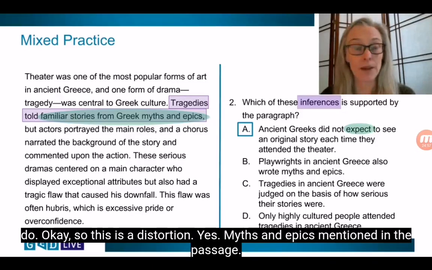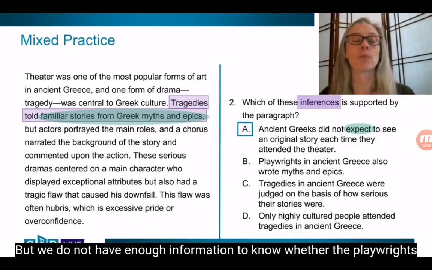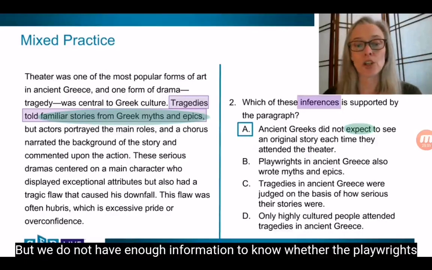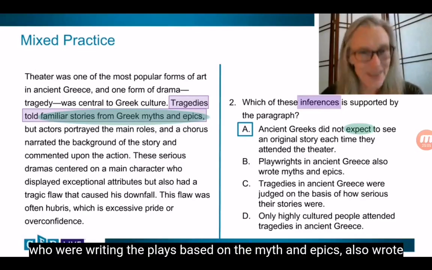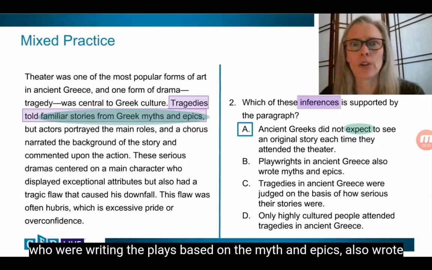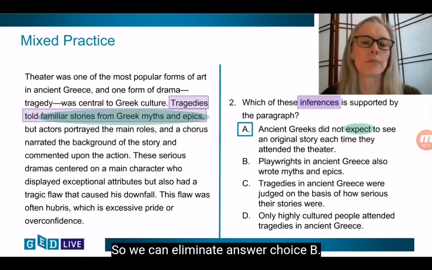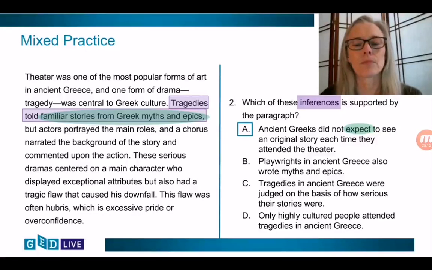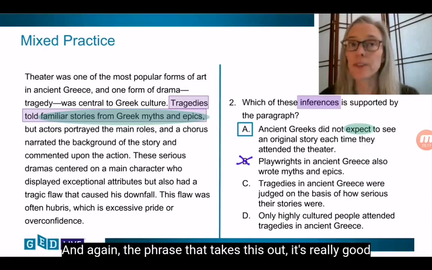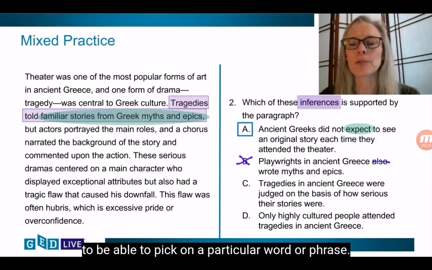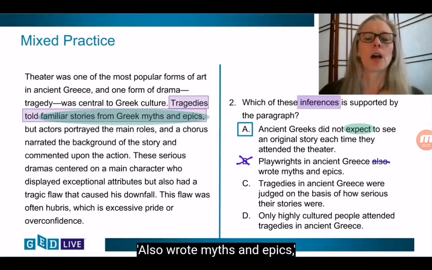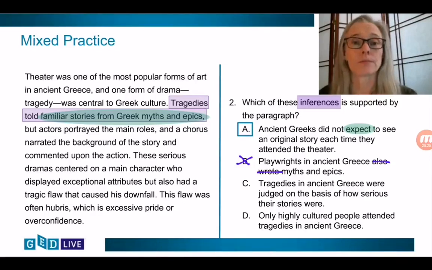Yes, myths and epics are mentioned in the passage, but we do not have enough information to know whether the playwrights who were writing the plays based on the myths and epics also wrote myths and epics. We don't know that. So we can eliminate answer choice B. And again, it's really good to be able to pick on a particular word or phrase. Also wrote myths and epics? No, we don't know that.